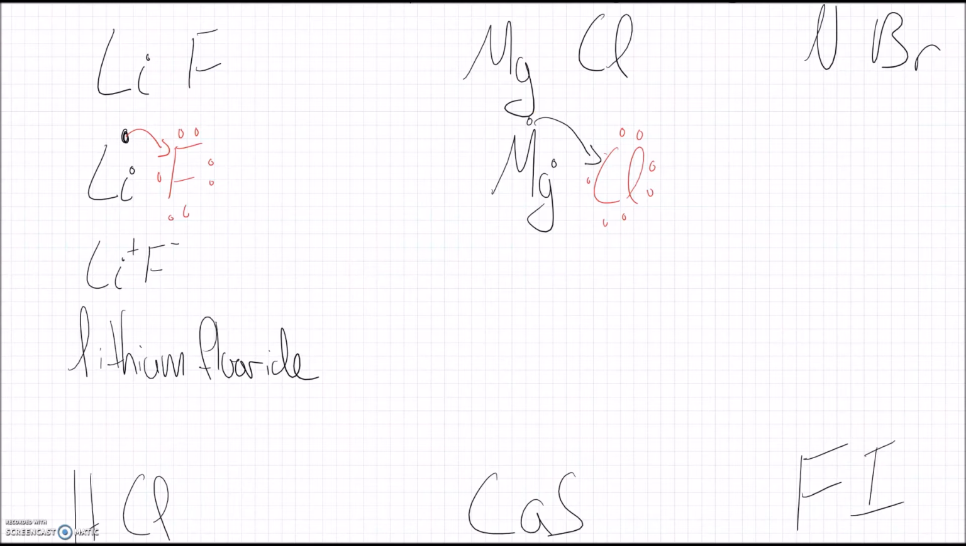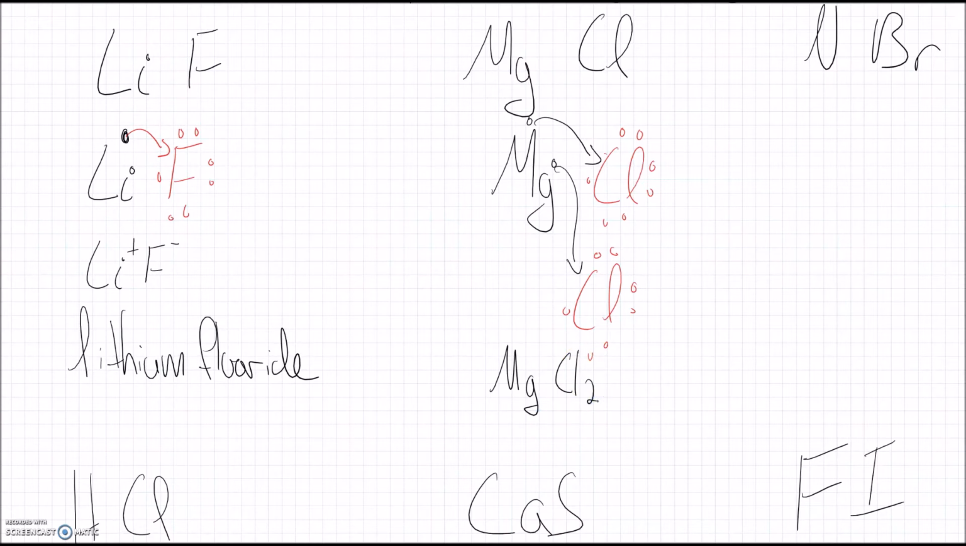Is chlorine happy? Yes. Chlorine is happy. Is magnesium happy? No, it still has an electron, so that means we have to make another chlorine. We need another friend to come to the party. Magnesium donates his electron. Magnesium donated 2 electrons. It's being oxidized. Each chlorine gains an electron. It's being reduced.